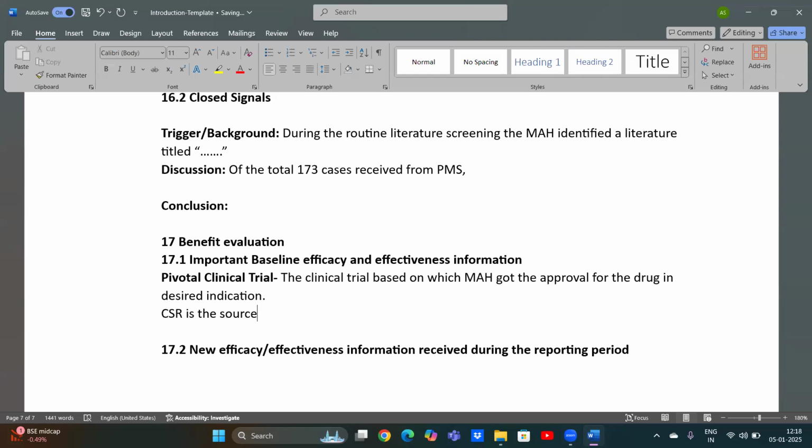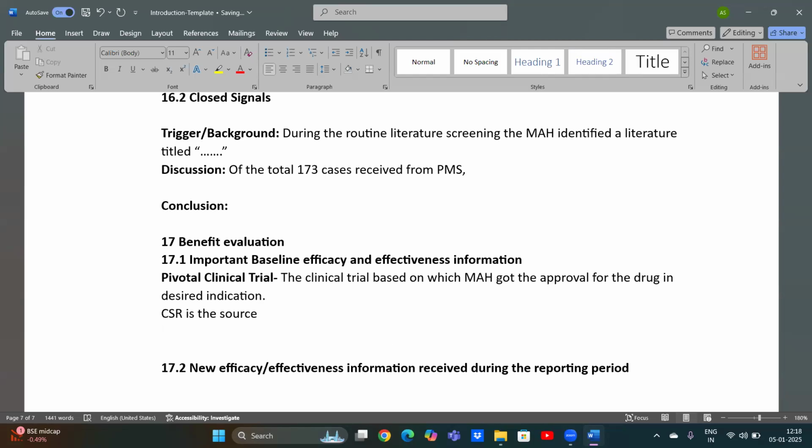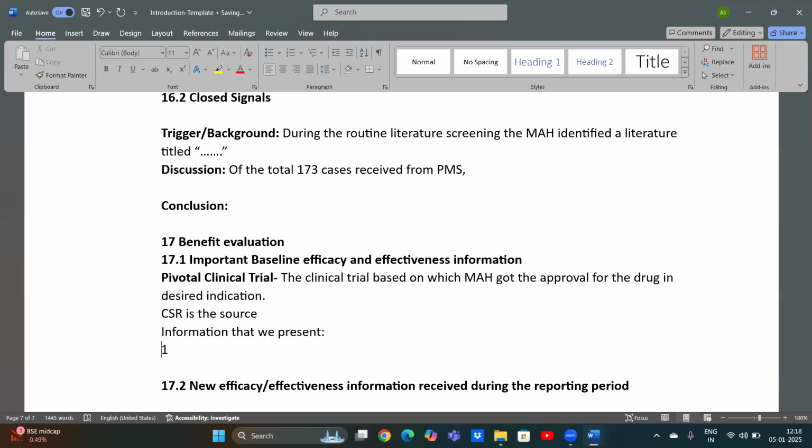Sure. Then what information do we present? First, clinical trials. I will write CT now for clinical trials. Clinical trial number and name. Number or title, you can say simply number and title.